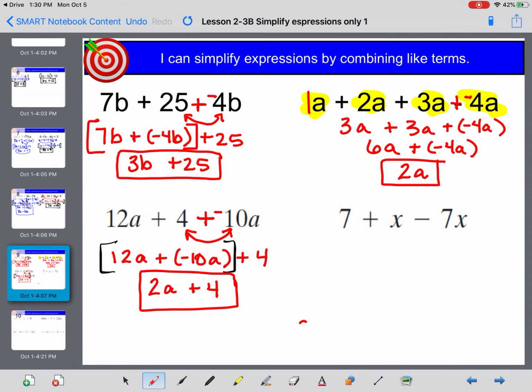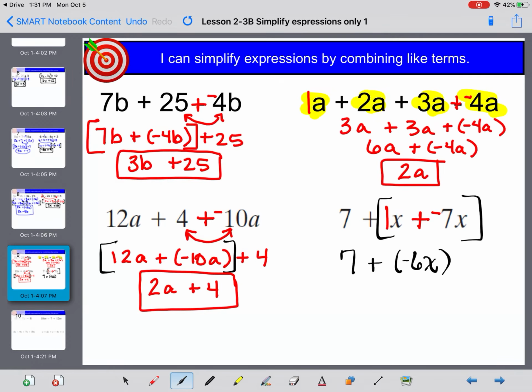The next problem. I want to insert my one coefficient. I want to change subtraction to adding negative 7x. Now, my like terms are already by each other. So now when I take 1x plus negative 7x, I get negative 6x.